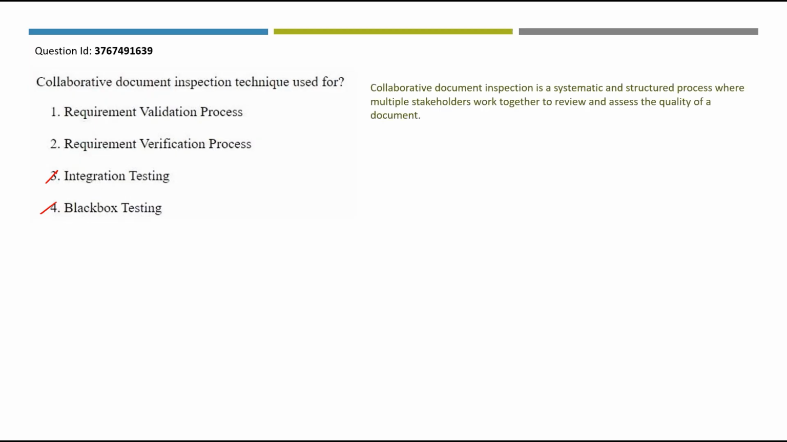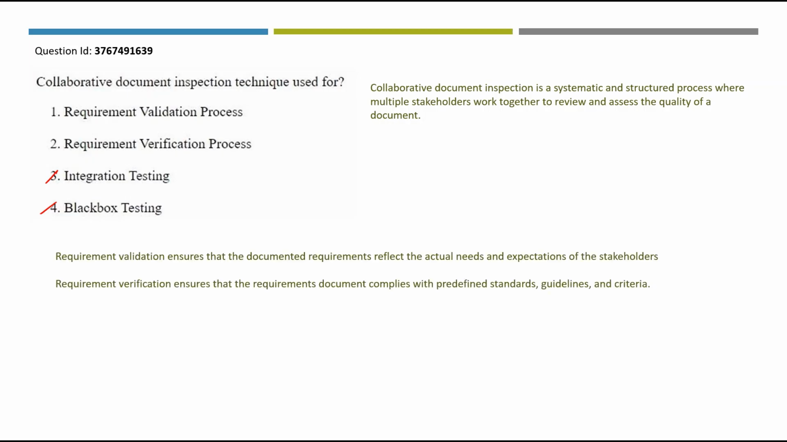Collaborative document inspection is a systematic and structured process where multiple stakeholders work together to review and assess the quality of a document. Requirement validation ensures that the documented requirements reflect the actual needs and expectations of the stakeholders. Requirement verification ensures that the requirements document complies with predefined standards, guidelines and criteria. These are actually predefined standards and criteria.